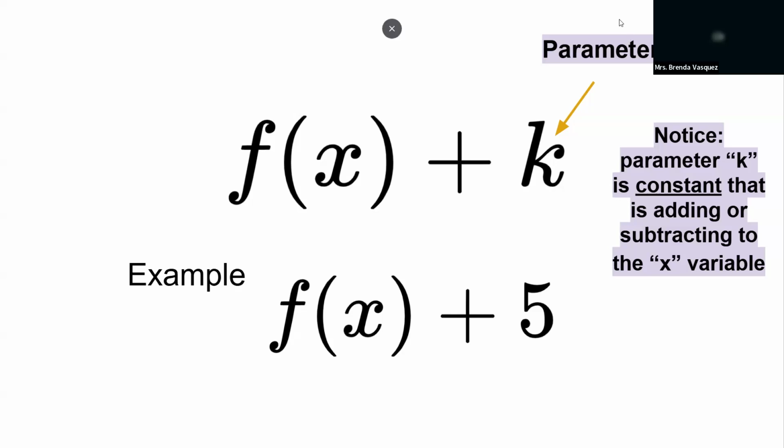Parameter K. We're going to see what happens with our beautiful function. Does everybody have this? No? Okay. F of x plus k, or parameter K, is a parameter. You're going to usually see it as a constant, and it's adding or subtracting to the x variable. For example, f of x plus 5, whatever your parent function is, mother.